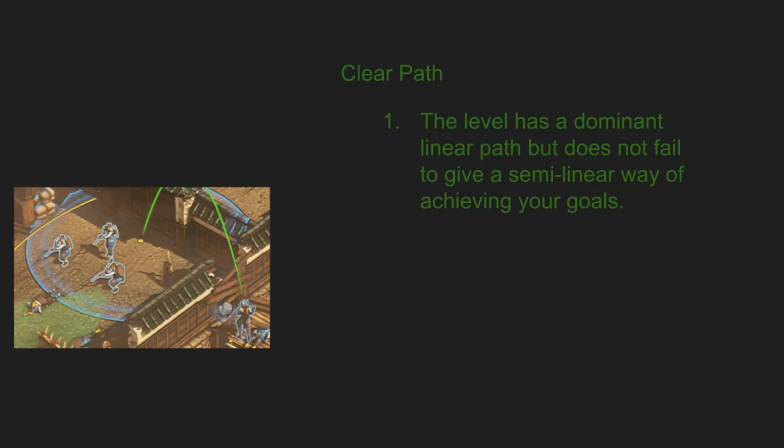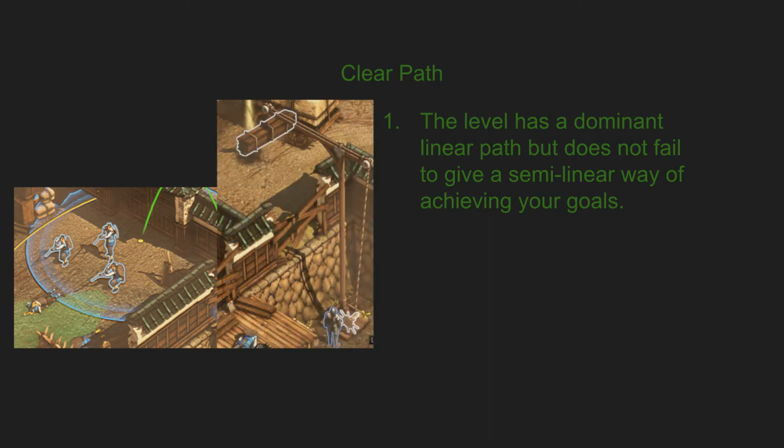Path. The first level is linear, which is perfect because you don't want the player to get lost. That's amazing. But at the same time, the player never gets bored in terms of, oh, I have no option here, I'm just following this path that I have no control of, which is great. So there's always a semi-linear way of achieving your goal in the first level.